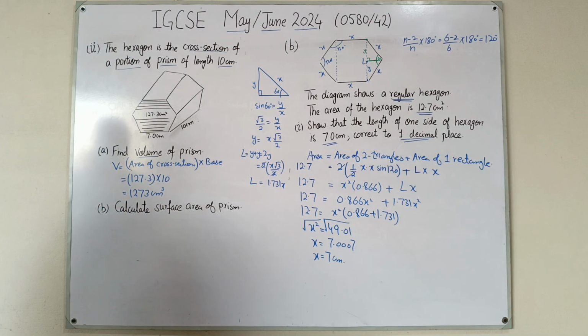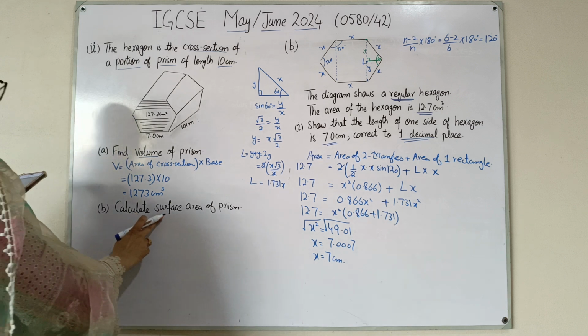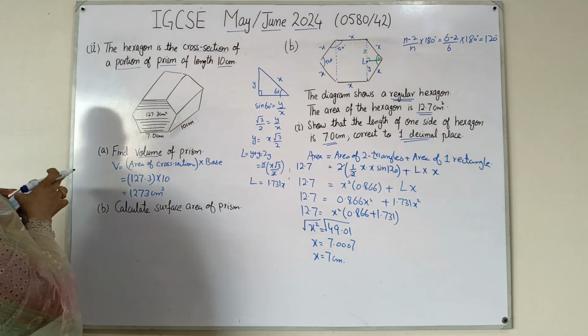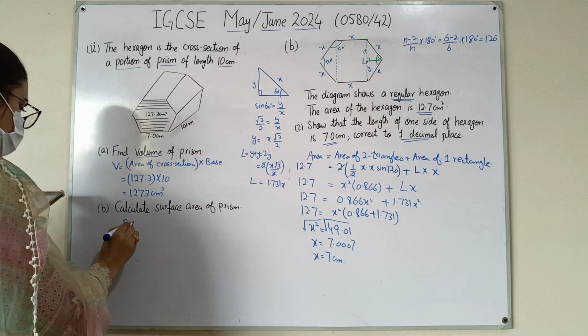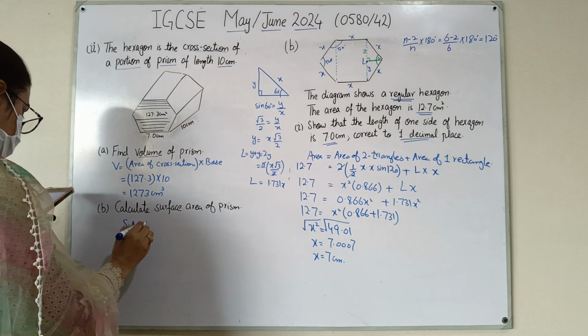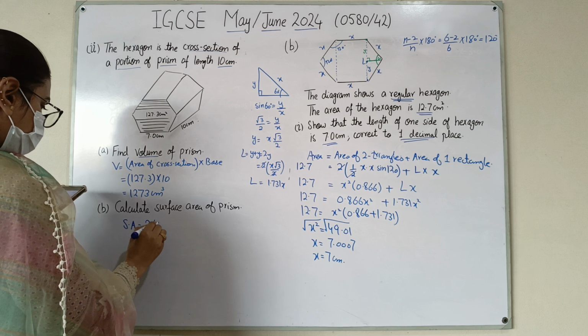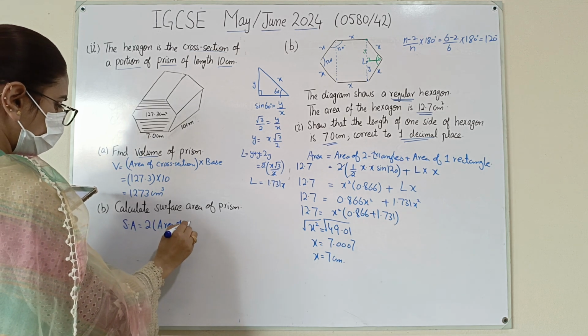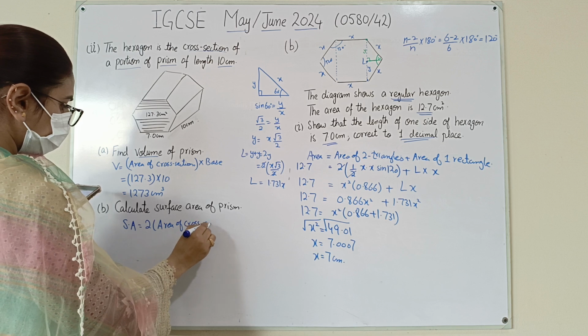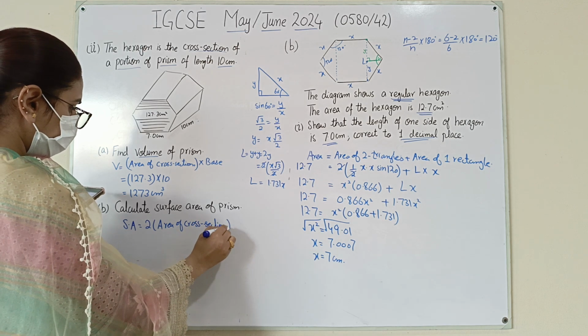Now let's move toward the next part, which is part number B. Calculate the surface area of the prism. You have to calculate the surface area. Surface area can be calculated in this way: twice the area of cross section. Just assume it. Let me show you in the figure.